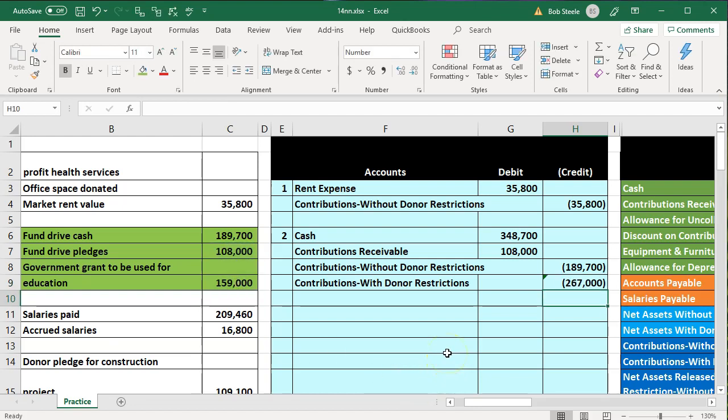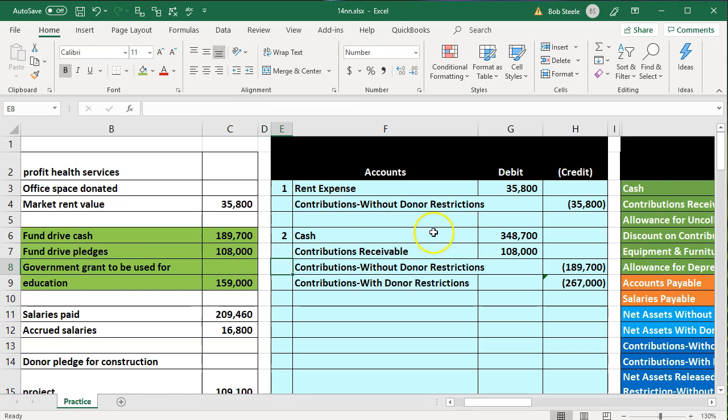Now, if you think about these on their own, you might want to record these all separately. You could record them as 3 different journal entries, of course. If you got the fund drive for cash, it would be basically a debit to cash and a credit to contributions without restrictions. Then you could record the fund drive balances, which would be a debit to accounts receivable and a credit to contributions with restrictions. And then you can record a third journal entry recording the government grant to be used, which would be a debit to cash and a credit to the contributions with restrictions. So if that makes more sense to you, then you can go ahead and break this one journal entry out into 3 journal entries.